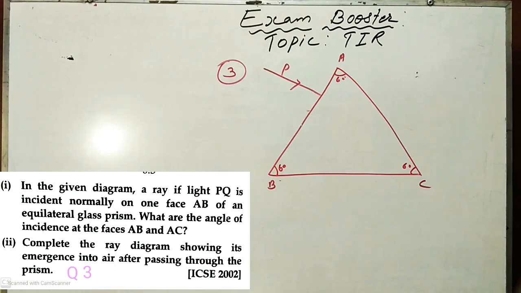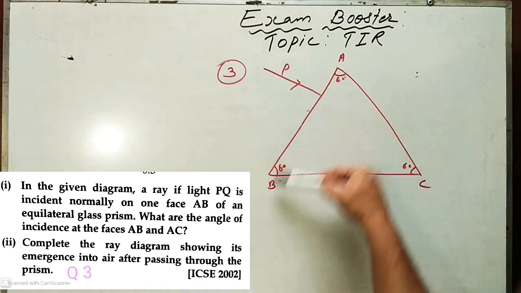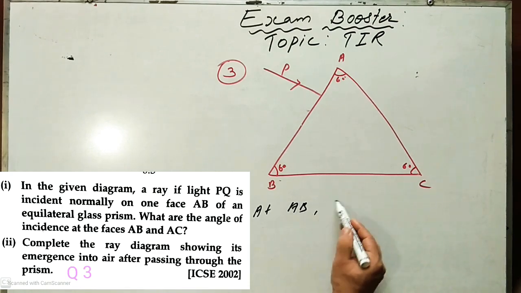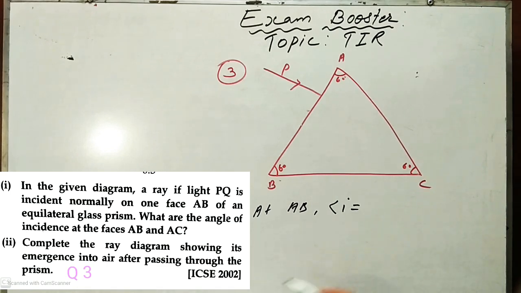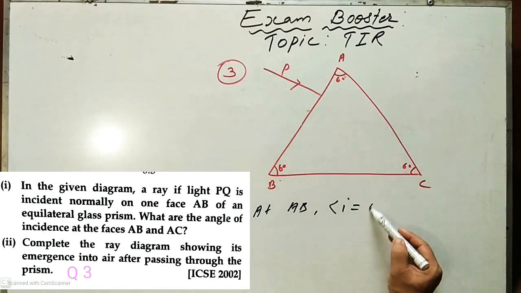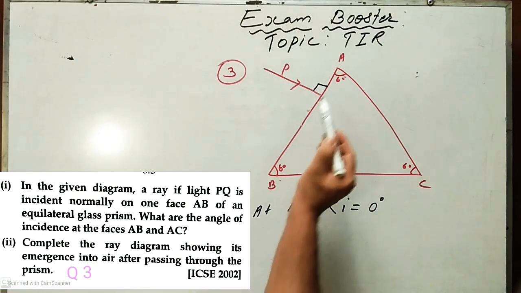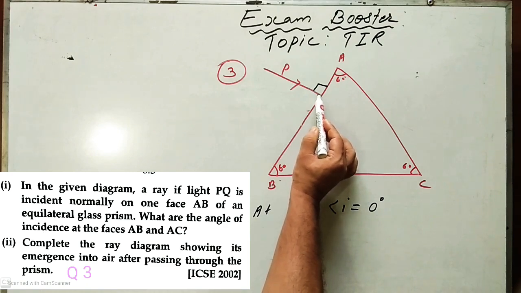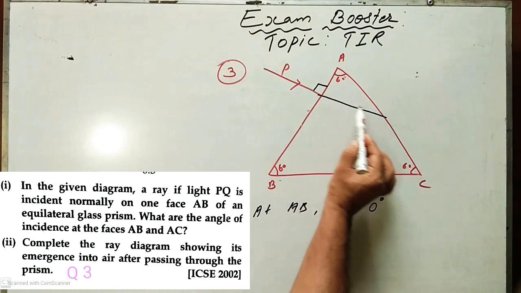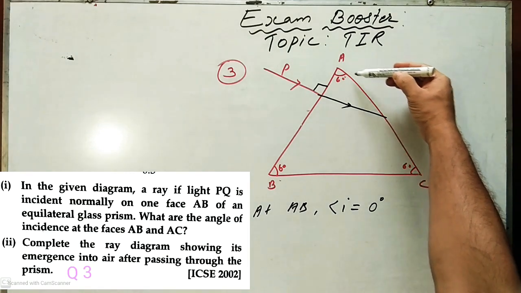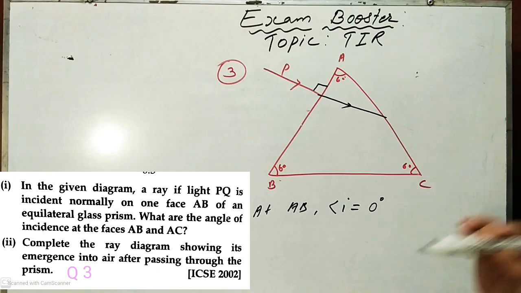So let us continue. So with the help of geometry, we can find out the angle of incidence at the surface AB and AC. Okay. So at AB, what is angle of incidence at AB? For normal incidence, angle of incidence is always 0. That you know that. So for normal incidence, the ray PQ passes undeviated and strikes the surface AC. All right. Now we have to find out the angle of incidence at AC, which we don't know.